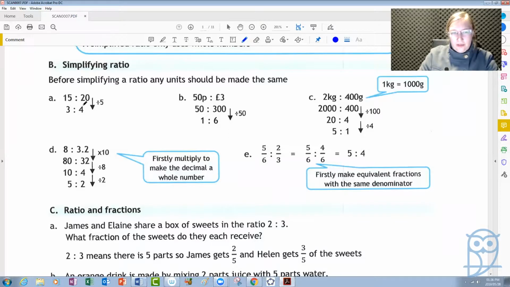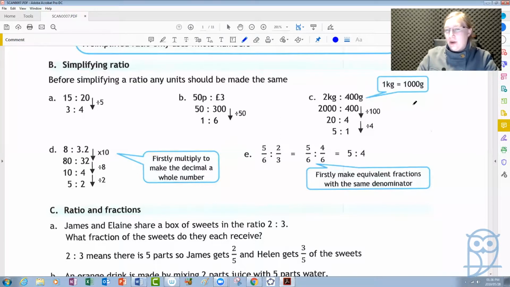The 20 divided by 5 gives us 4, and the 15 divided by 5 gives us 3. And then we can't divide it up anymore. So there's a few examples over here. Over here, I just want to stop quickly. This one has 2 kilograms and 400 grams.